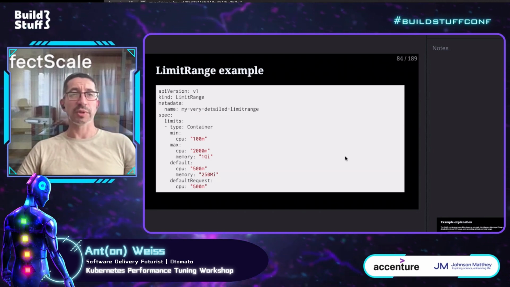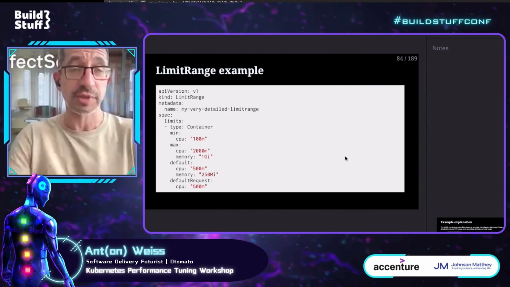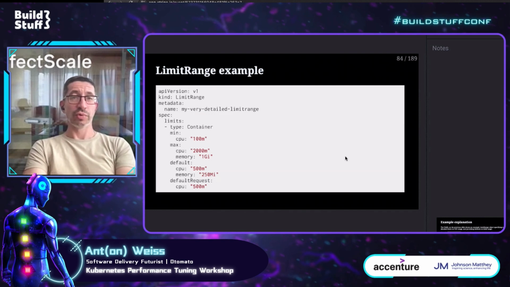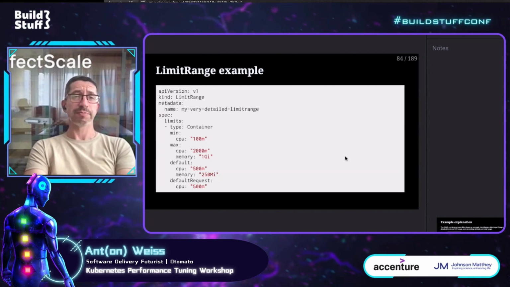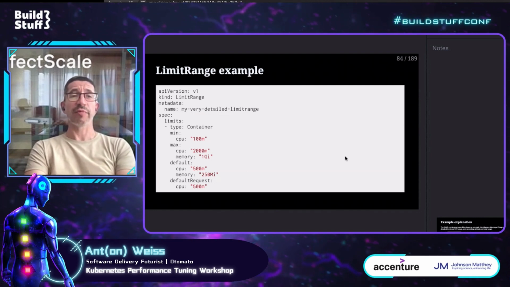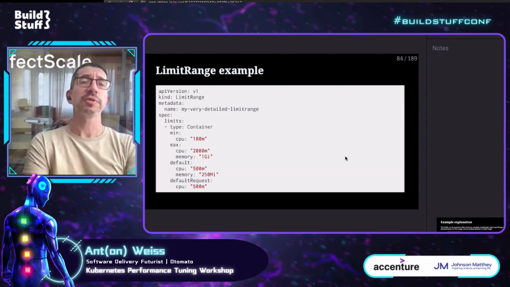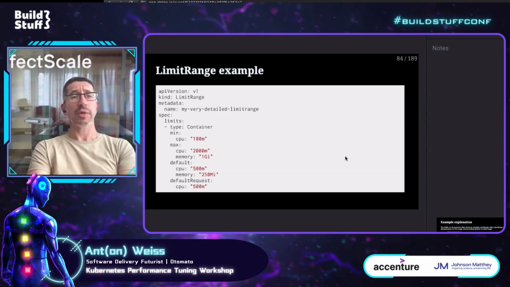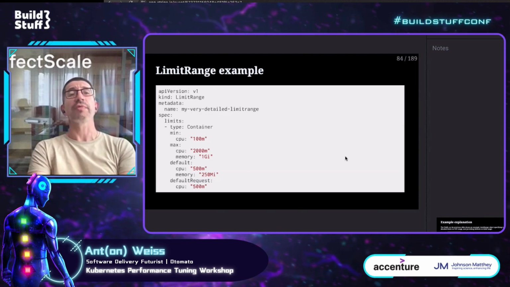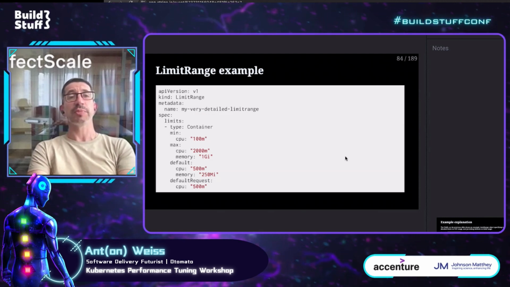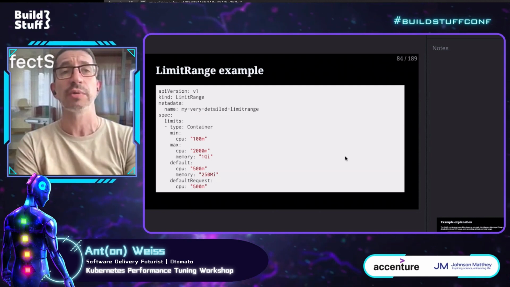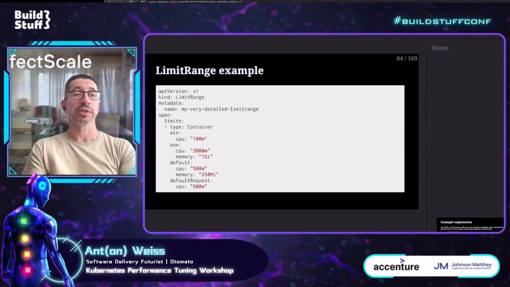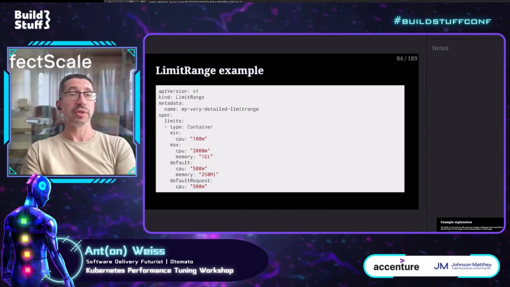So for each container, it will define the minimum CPU, for example, as 100 millicores and the maximum as 2000 millicores, or 2 cores. And it will also define the maximum for memory. And it will also define the defaults. So it will define those for limits, and we can also define the default requests. So this, for example, defines that the default CPU request is 500 millicores, and also the default limit is 500 millicores, which makes this container guaranteed for CPU.